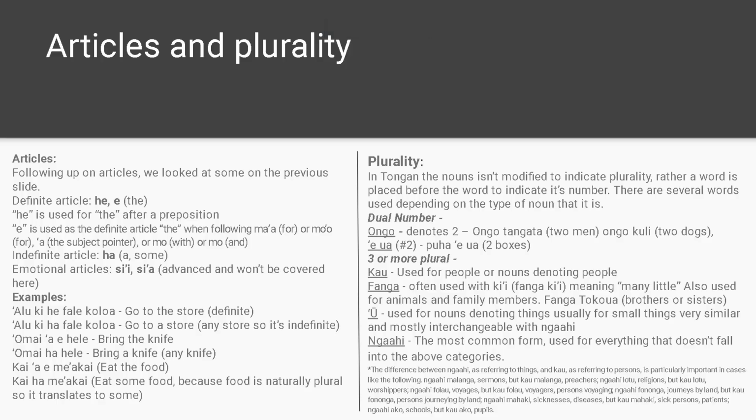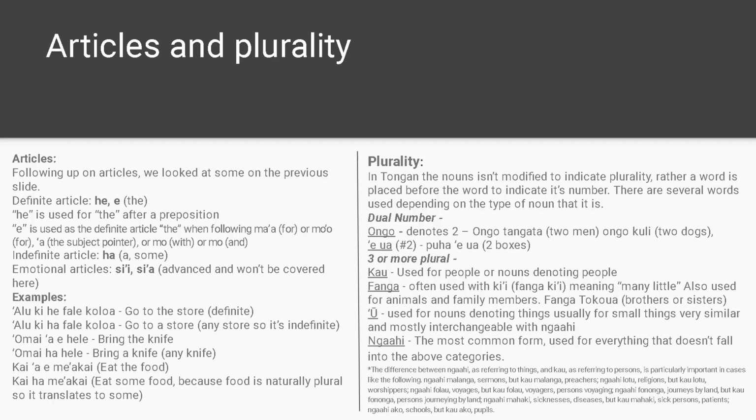Alright, let's go ahead and take a look at articles and plurality. So articles in English is the, basically, or a, or some. So let's look at Tongan for that. The definite articles in Tongan are he or e. He is used for the after a preposition. So ihe, in the, kihe, to the, mehe, from the. And then e is used as the definite article the when following ma'a or mo'o, which both mean for. The whakaua a, which is the subject pointer that we talked about first on the first page. Or mo, with, or mo, and.